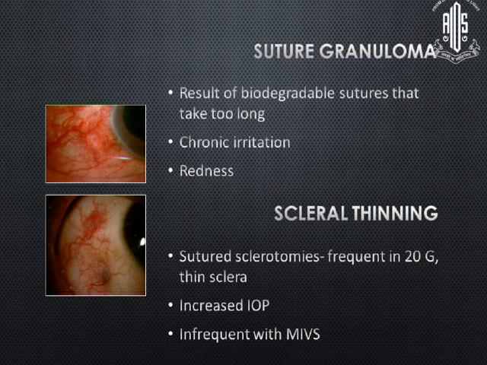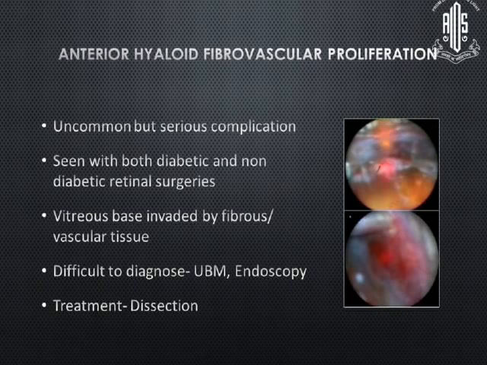Scleral thinning can happen in certain cases, especially in repeat surgeries. When you have sutured a sclerotomy too tight, you can have thinning of the sclera. It is infrequently seen nowadays with the small gauge surgeries. Now, this is a serious complication, anterior hyaloid fibrovascular proliferation. It is more common with diabetic vitrectomies and less common with retinal detachment or macular hole cases, but can be seen either way. Here, the vitreous base is invaded by fibrous or vascular tissue. It's usually difficult to diagnose, can cause recurrent vitreous hemorrhage and can cause retinal detachment as well.